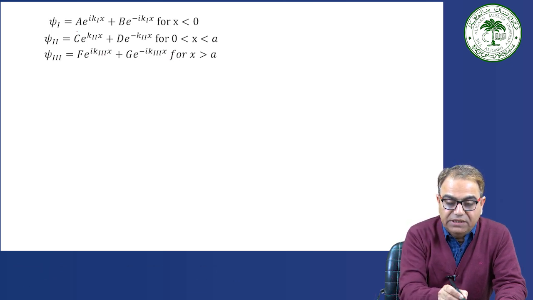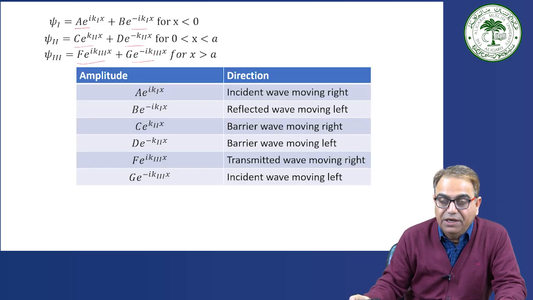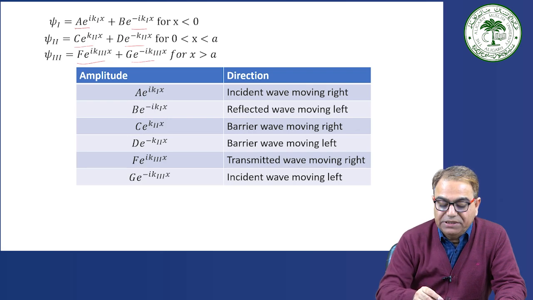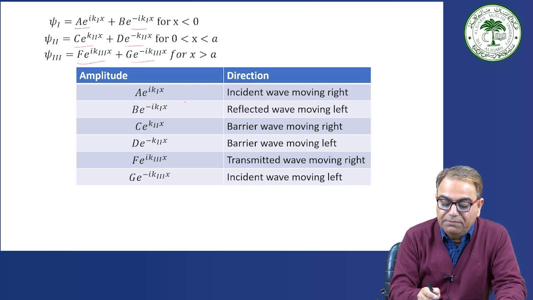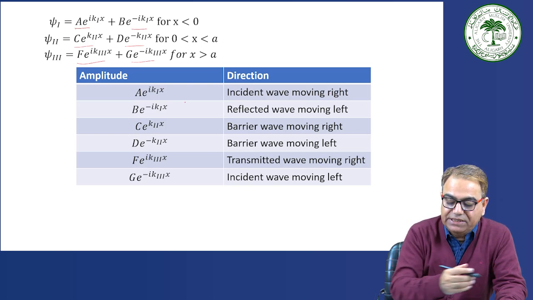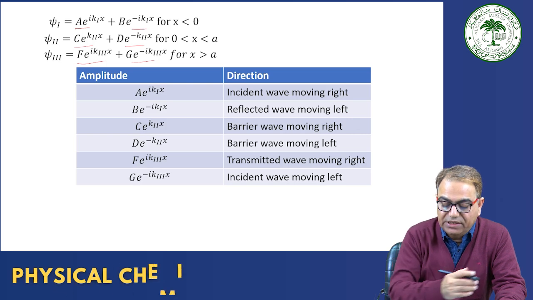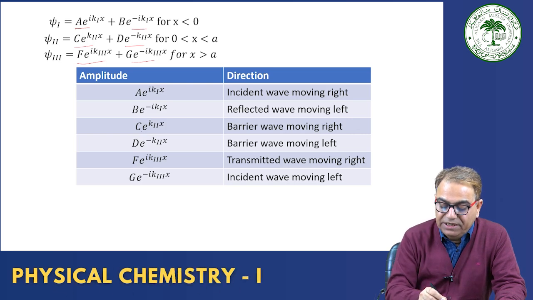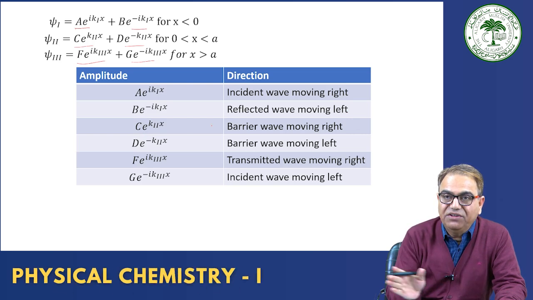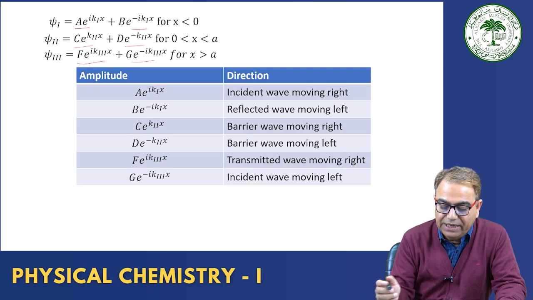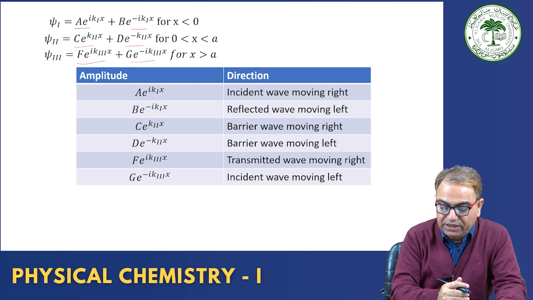If you look at the physical significance of these six exponential terms, it is like this. A exponential i k1x tells you about the incident wave moving in the right direction. Then b exponential minus i k1x is going in the minus x direction, so it is a reflected wave towards the left. Similarly, c exponential k2x is a barrier wave moving to the right, and d exponential minus k2x is a barrier wave moving to the left.